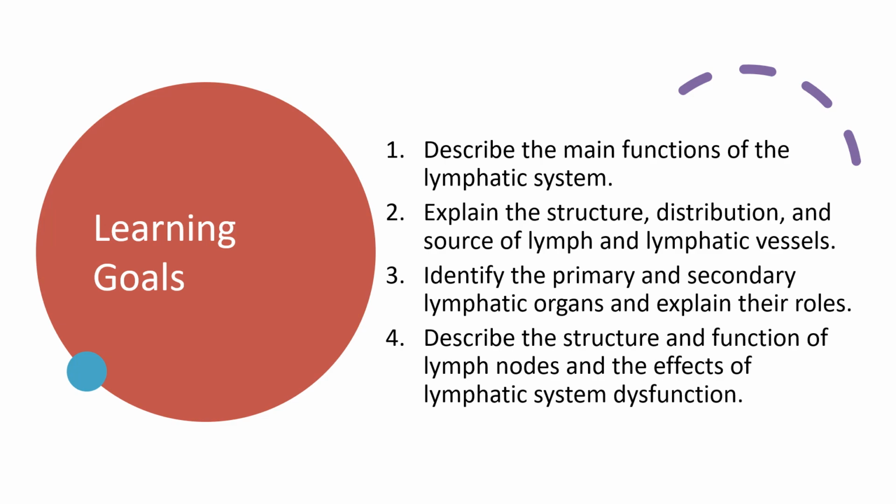So by the end of this video, I want you to simply be able to describe the main functions of the lymphatic system, explain the structure, distribution, and source of lymph and lymphatic vessels. I want you to identify the primary and secondary lymphatic organs and explain their roles. And then I want you to describe the structure and function of lymph nodes and the effects of lymphatic system dysfunction. So what happens when things go wrong? There's only 4 learning objectives.